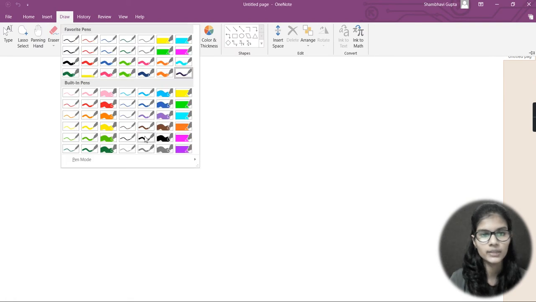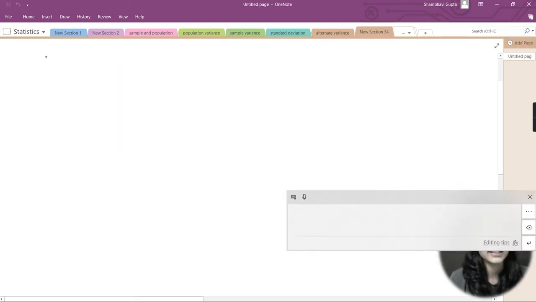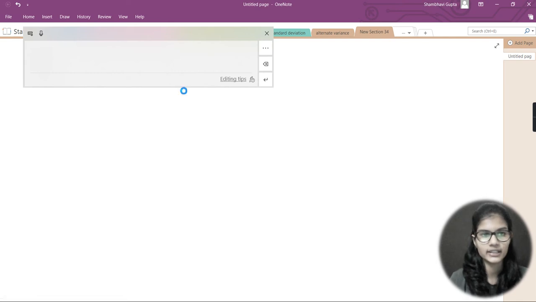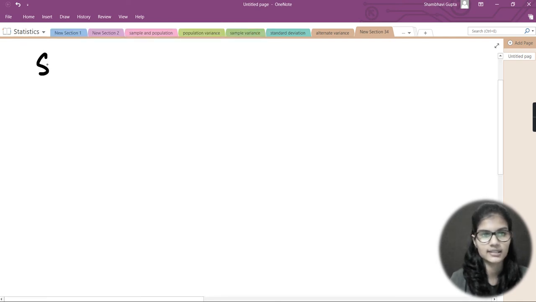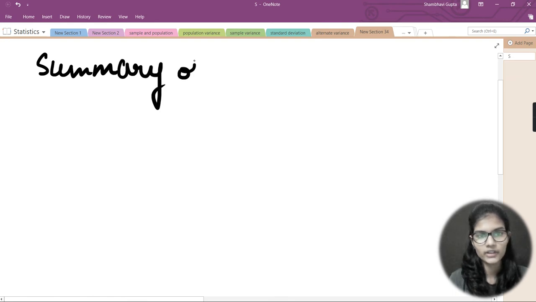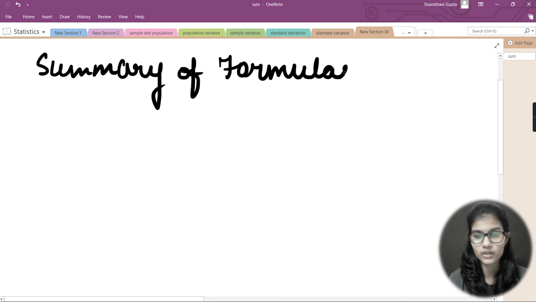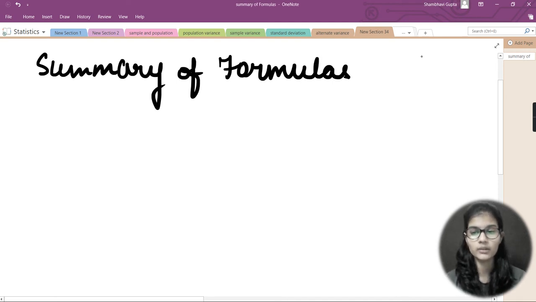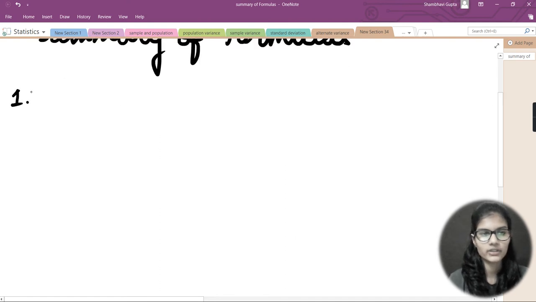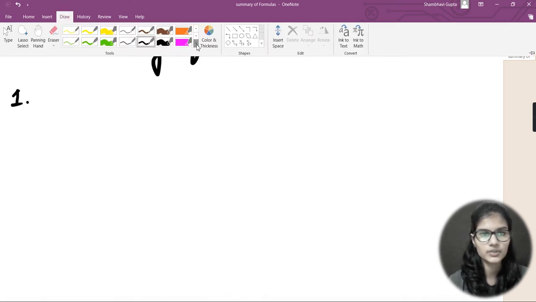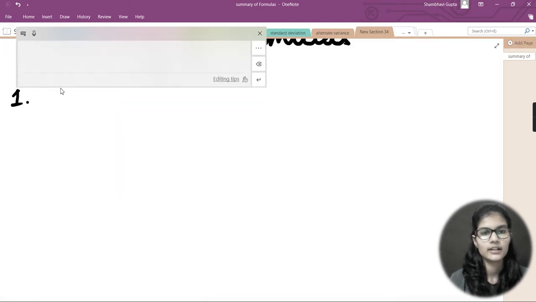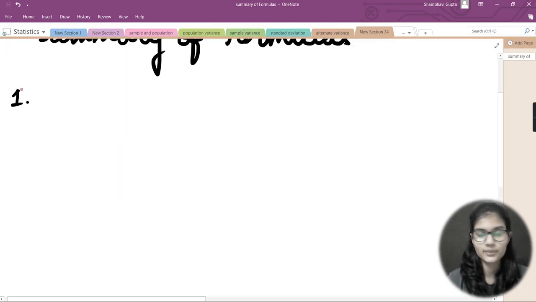So I'll be writing here the topic that I would be taking, let's say, the summary of formulas. So today we are just going to take one revision of all the formulas which we had discussed till now in this confidence interval topic. Right, so let's begin with the very first thing, and let me quickly change the color. So the first formula is basically the general form of my confidence interval.